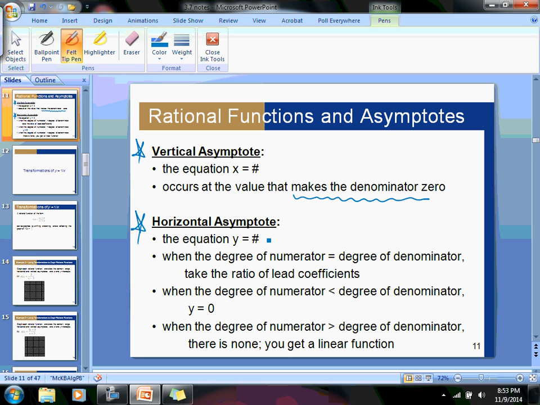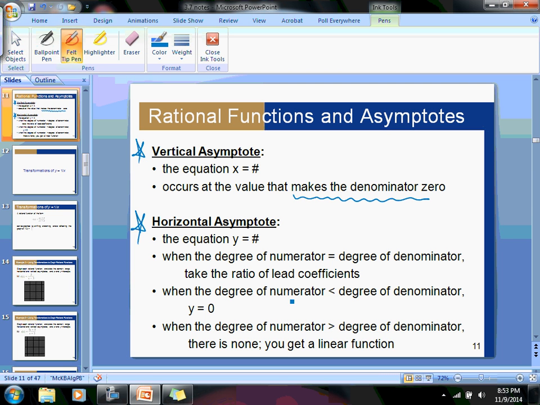And it's the same thing for the horizontal asymptote. It's going to be an equation that is y equals some number. But there's a couple different ways that we get this. Okay, it's not so much what the denominator can't be. We have to look at the numerator, okay, and we have to look specifically at the degree of the numerator. So if the degree of the numerator is equal to the degree of the denominator, so that means you have x squared over x squared, then to find your equation for y, you write the ratio of the lead coefficients. So you might write y equals 3 over 4.